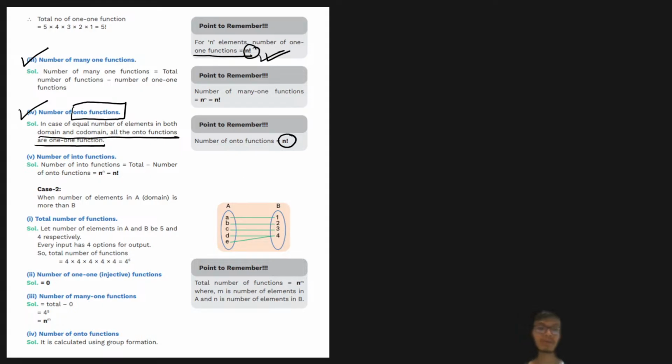I hope this part is clear to all of you. Is this part clear to all of you? Please do let me know if this part is clear or not, right? So far, so good. Okay, great.